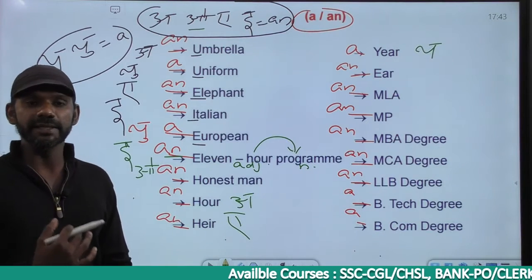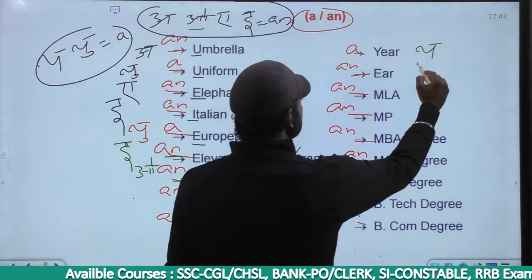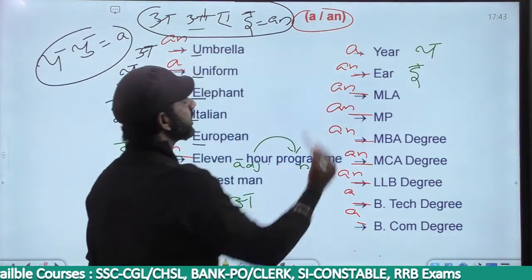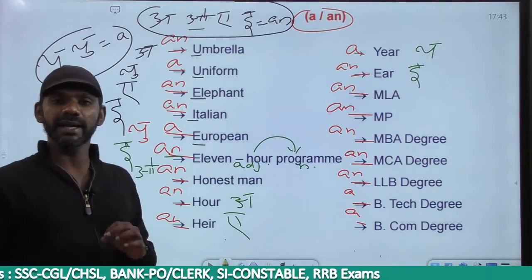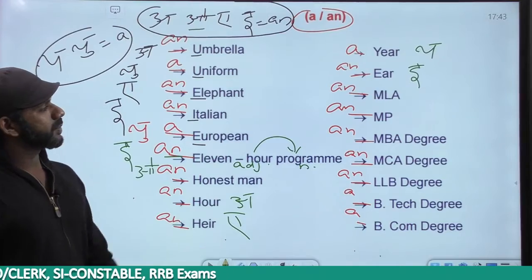E-A-R is pronounced as ear. Ear, the first sound is E. Right? So it must be an ear. So, a year and an ear. Come to the next one.